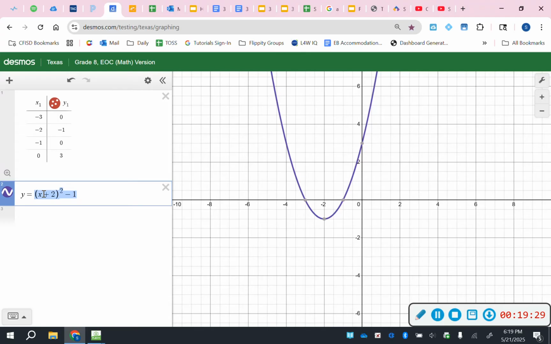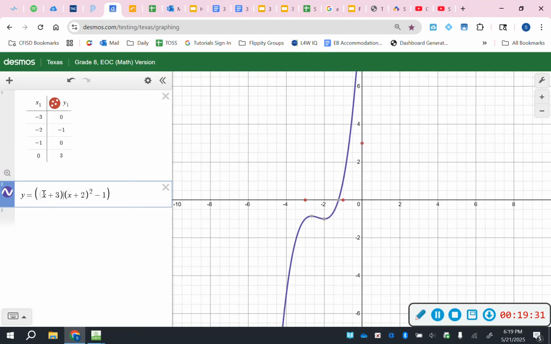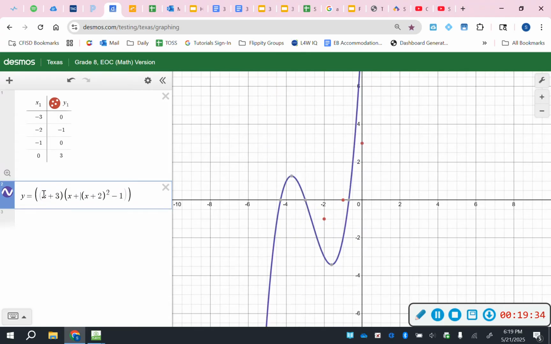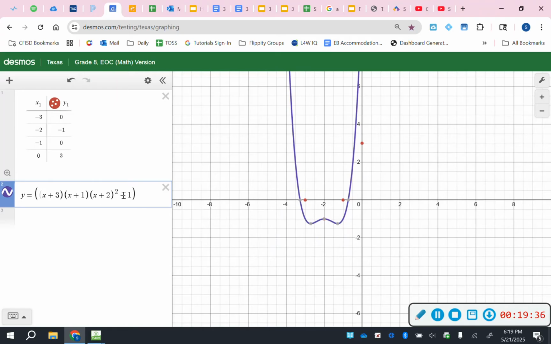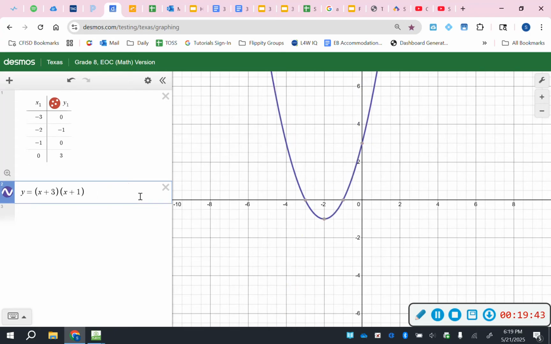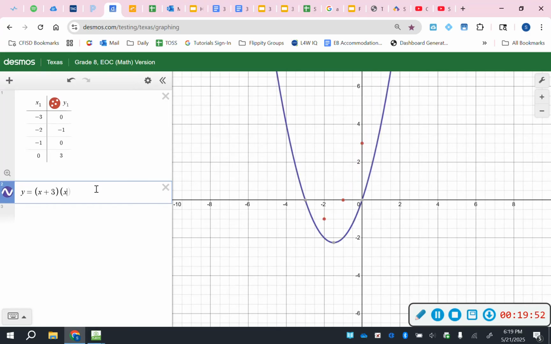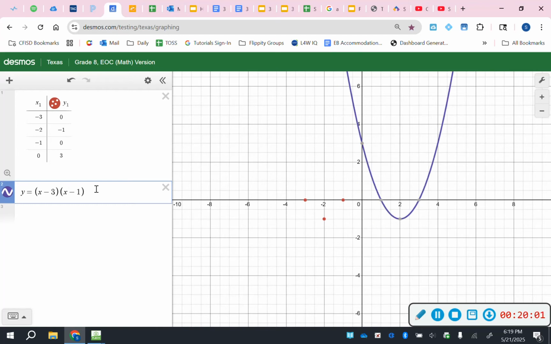All right, now I'm going to check C. So for C, we got x plus 3, parentheses, x plus 1. So what happens when I look away and then look up to see what is actually in my graph? There we go. That goes through all of our points. C is also a good one. All right, now I'm going to check D. Make sure it's properly erased. You got x minus 3 and x minus 1. Absolutely not.